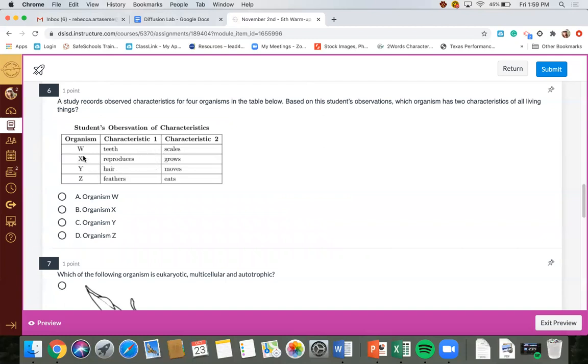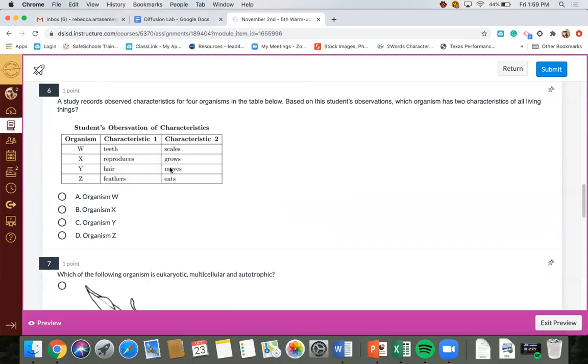Reproduces and grows for organism X. So we do know that in order for an organism to be considered alive or a living thing, it needs to be able to reproduce and pass on its genetic material. And it also needs to be able to grow and develop so it can hit that maturity so it can reproduce. So X is looking like a good choice right now.